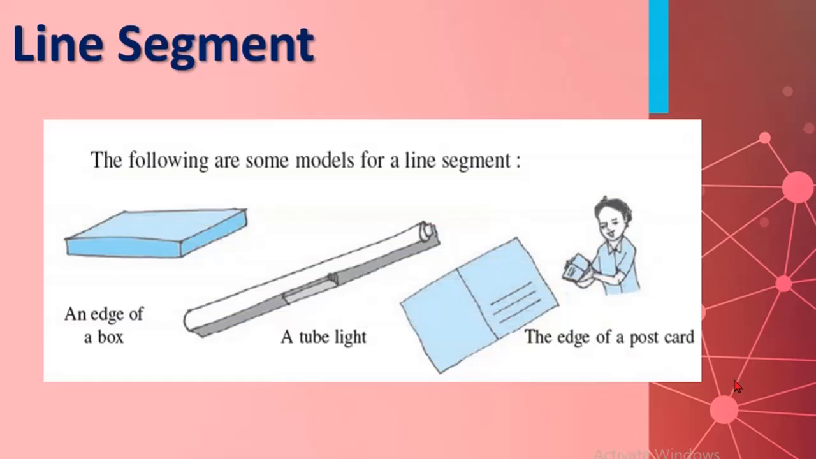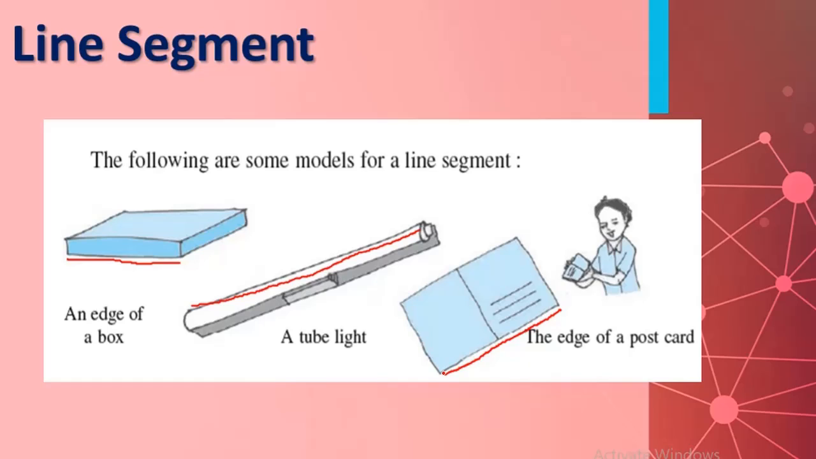Here are some examples of line segment. Edge of a box, a tube light, the edge of a postcard. What do you mean by edge? Let me show you what the edges are. So here the line is known as edge. Here in this tube light, this is known as edge. Here in the postcard, this is known as edge.